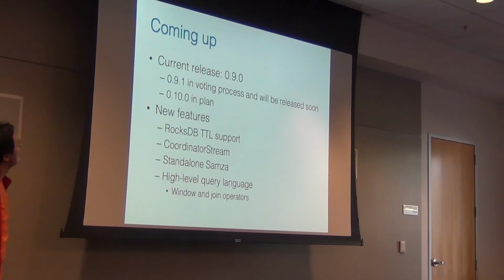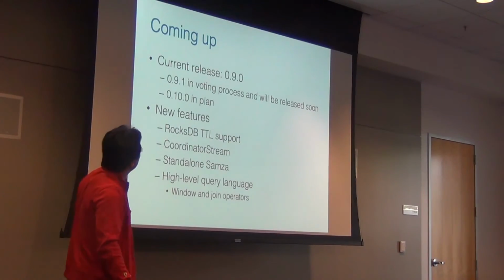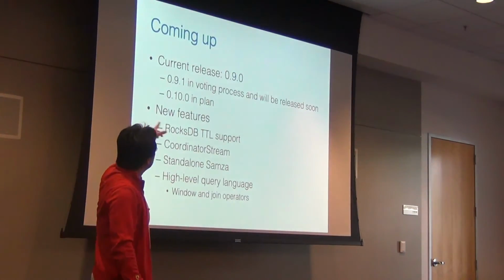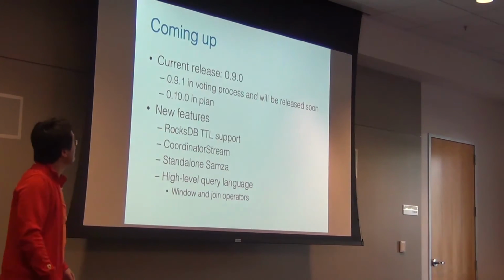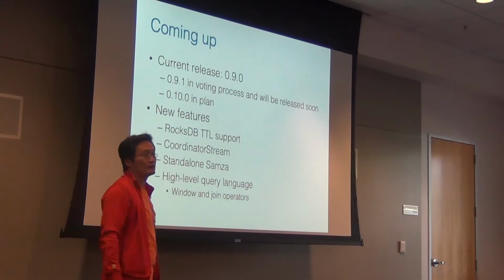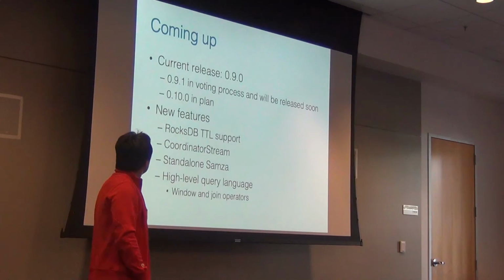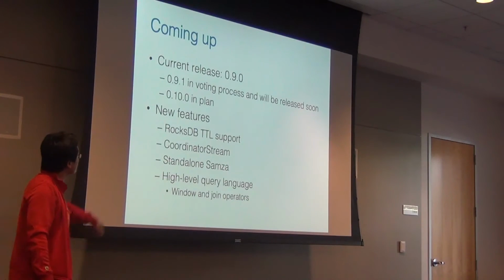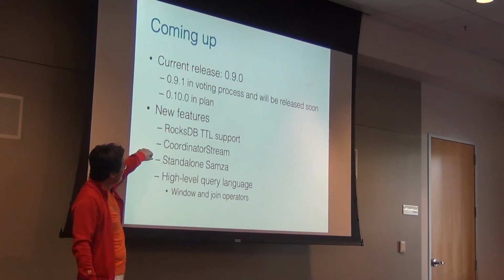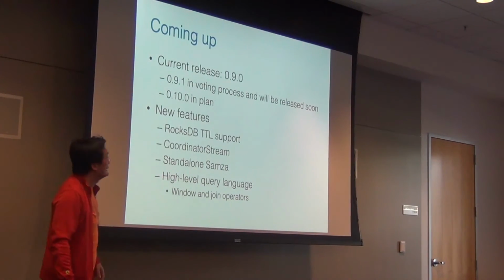Okay, so a quick catch up on the coming up features. The current release is 0.9, and we are actively in the voting process to release 0.9.1, and 0.10 is in the plan. New features include RocksDB TTL support, we added a coordinator stream and a standalone Samza, and then some high-level Kubernetes support.